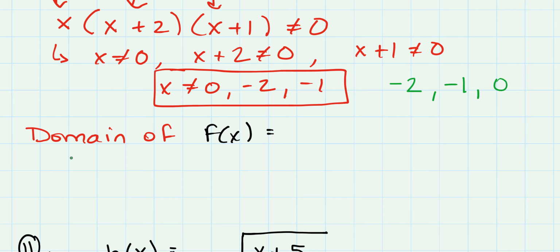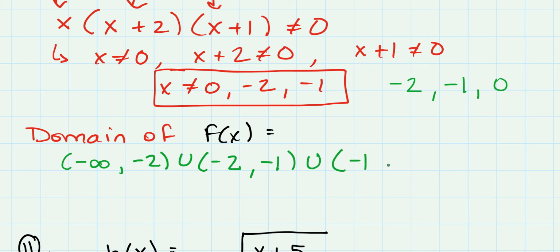Okay, so we start with the smallest number we can be, which is negative infinity. We go up until we reach a problem, which is negative 2. We jump, we go from negative 2, then we keep going up until we reach our next problem, which is negative 1. We jump, we go from negative 1 to our next problem, which is 0. Jump, 0 to next problem. Well, there's no more problems, so we can go all the way to infinity. So this is the interval notation.